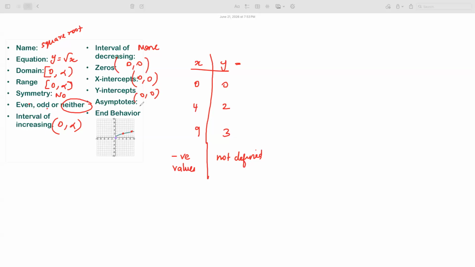Y-intercept is 0, 0, asymptote is none. End behavior, let's try: as x tends to minus infinity, y is undefined, right? Okay, we'll just do as x goes to plus infinity, y goes to infinity. Any questions still here? I really want you to be able to do this. But then what is the leftmost? There's no minus infinity, right? So I write it, x goes to 0, y goes to 0. Any questions?